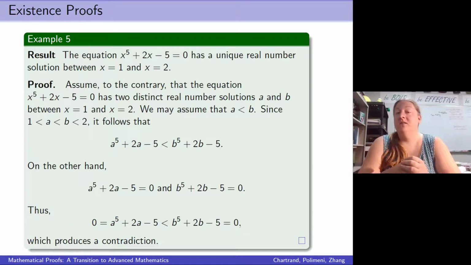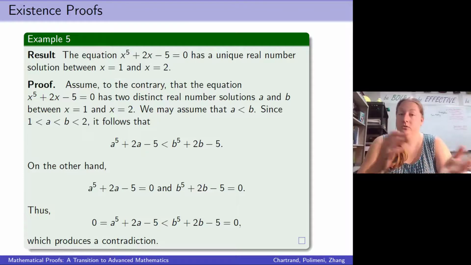Now, here's another example. I have the same equation as last time, and I want to show that it has a unique real number solution between 1 and 2. So not just 1, but only 1. So I've already shown that it has 1 in the previous example. So now I want to show that there aren't 2.